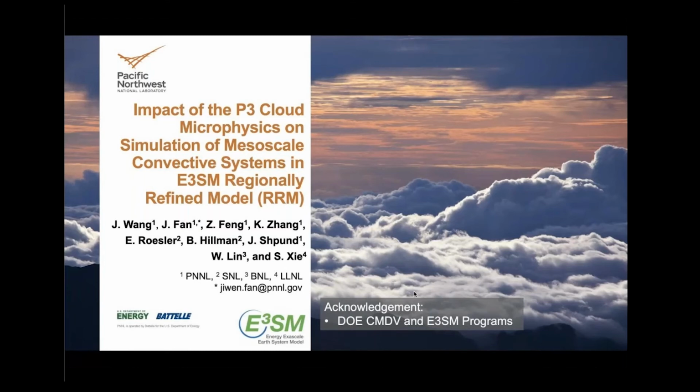This work is about the impact of the P3 microphysics on simulation of mesoscale convective systems in the E3SM regional refined model. This was published in JAMES last year, and Jiwen was the postdoc who was working with me on this.